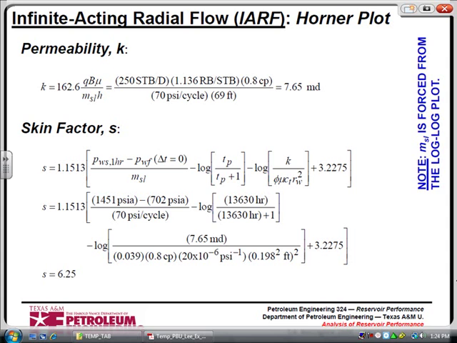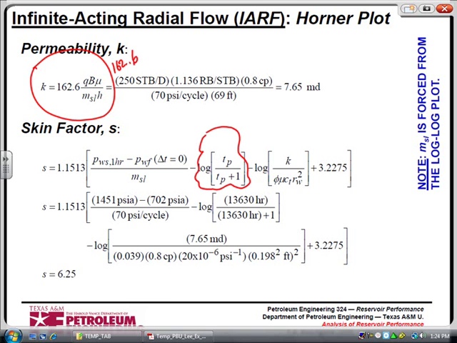So the equation for the permeability is the same. For the Horner time, the equation for permeability is the same, including the time runs. But for the scale factor, you have this additional term here.